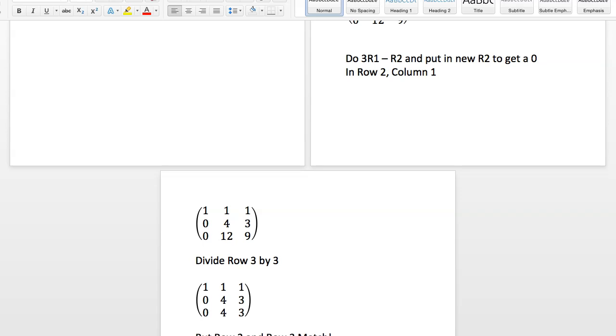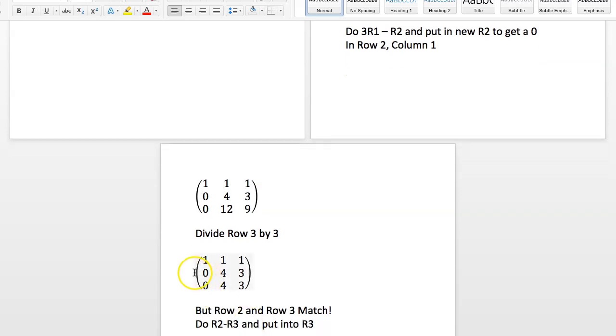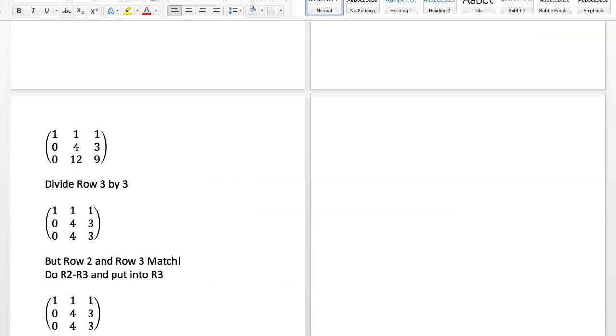Row 2 minus row 3, and put into row 3. So you're going to have Control C and Control V like that. Now, guys, okay, like that. So that's just up. 0, 0. Okay. Now row 3 has been annihilated.